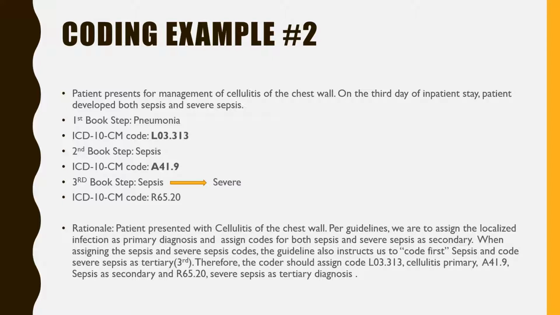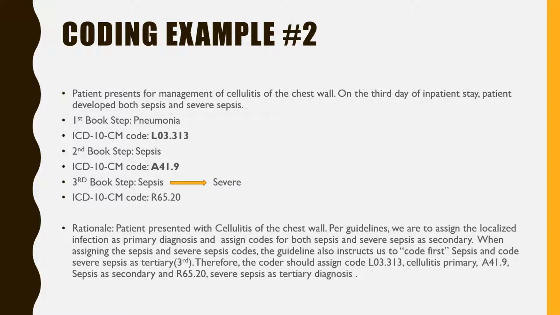In our rationale, again, our patient presented with cellulitis of the chest wall. Again, per coding guidelines, we are to assign the localized infection as primary diagnosis and assign codes for both sepsis and severe sepsis as secondary. When assigning the sepsis and severe sepsis codes, the guideline also instructs us to code first the sepsis and then code severe sepsis as tertiary or third.